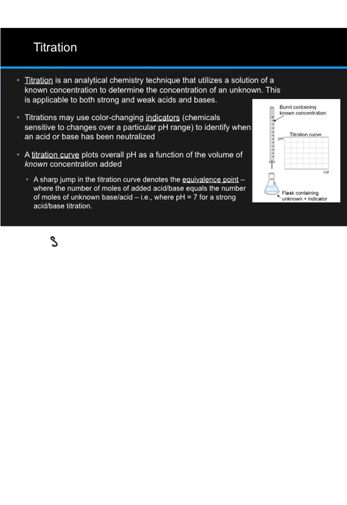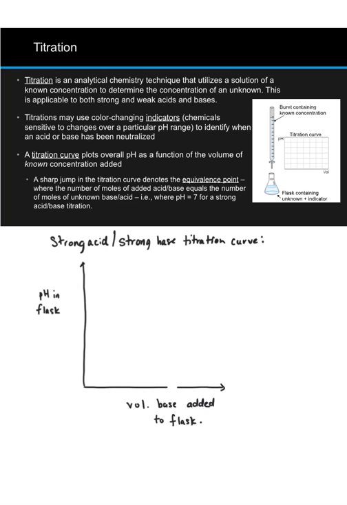In a strong acid, strong base titration curve, we might track the pH in, say, an Erlenmeyer flask that contains some unknown concentration of acid as we add base to it. The acid in this Erlenmeyer flask is a strong acid, say HCl, whose concentration we'd like to determine, and the base in this burette is a strong base, say sodium hydroxide, whose concentration we know precisely.